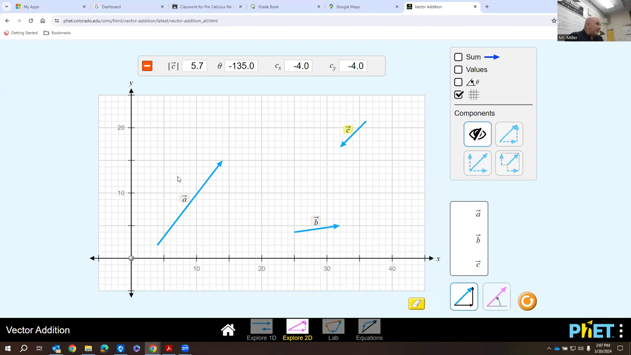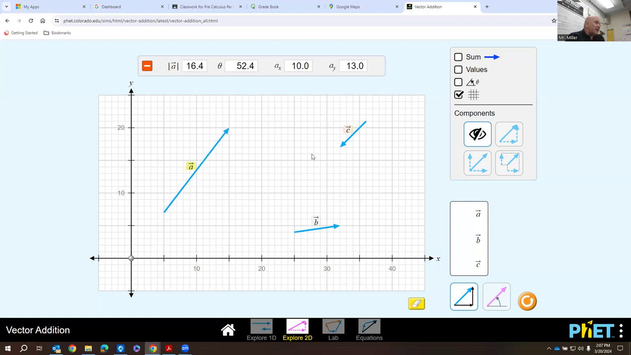So you can see that vector A goes 10 right and 13 up, has that magnitude in that direction in degrees. Vector B goes 7 right and 1 up, there's its magnitude and angle in degrees. Vector C goes 4 left and 4 down, and has that magnitude. Now, why they chose negative 135 degrees instead of 225, I don't know. Whatever.